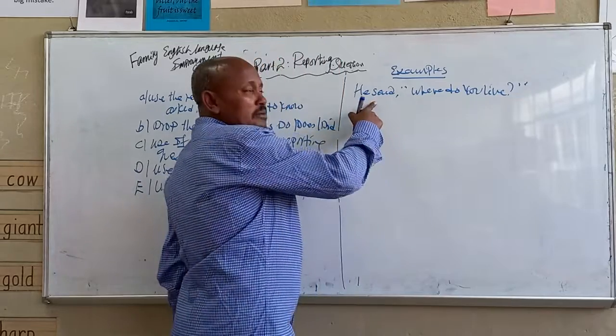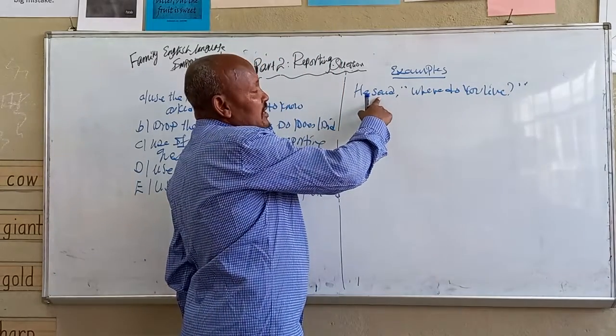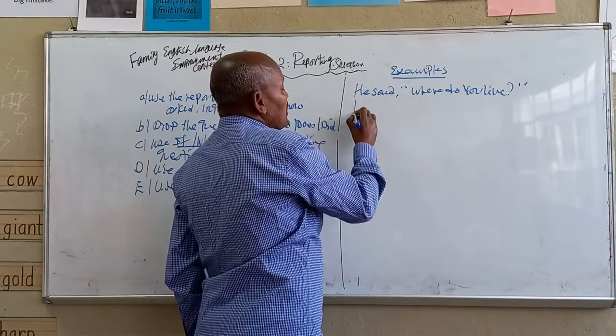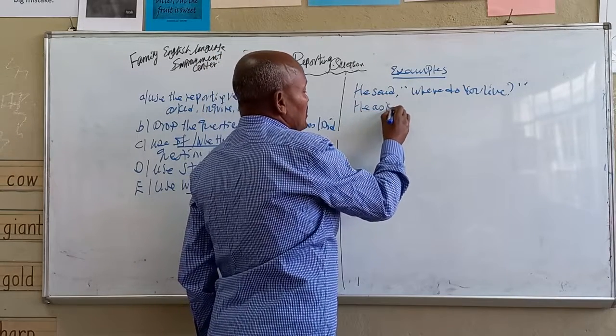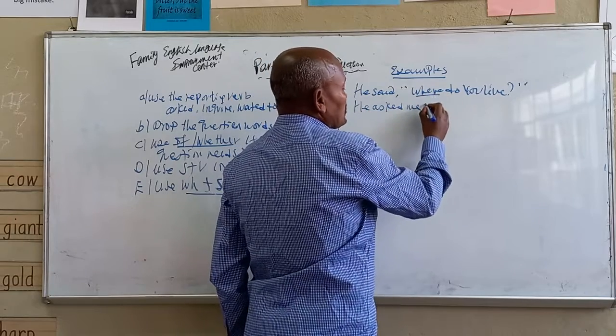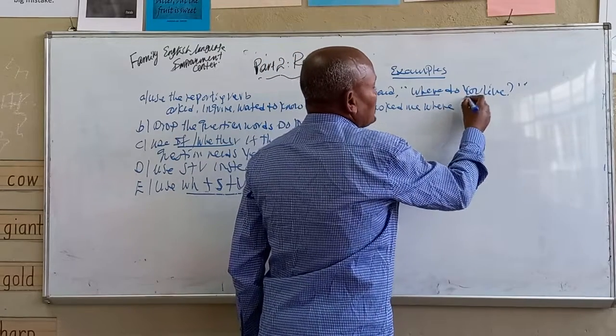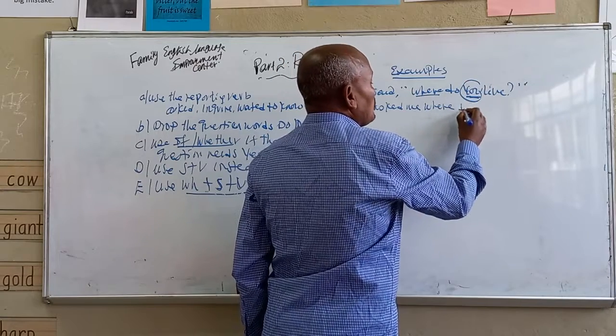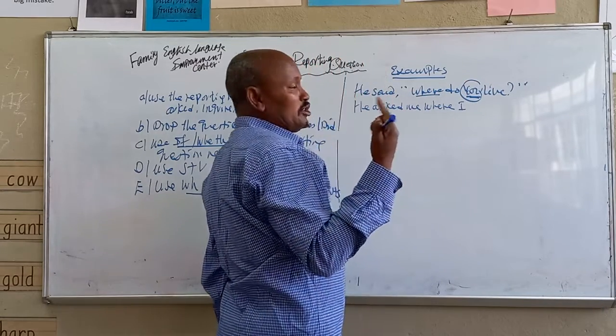So there is a problem here. He said, this is not the correct reporting verb. So I can just change this reporting verb into the appropriate one: he asked me. This is the correct WH question word, where. And this is the pronoun. This pronoun refers to you, to where you, and can be changed into I.